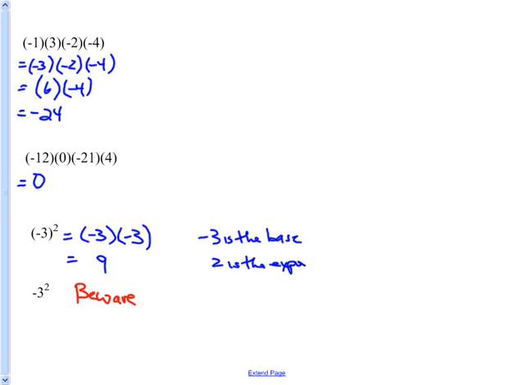Turns out in this next one, just the way I wrote it, it would not mean this. Here, 3 is the base, and 2 is the exponent.